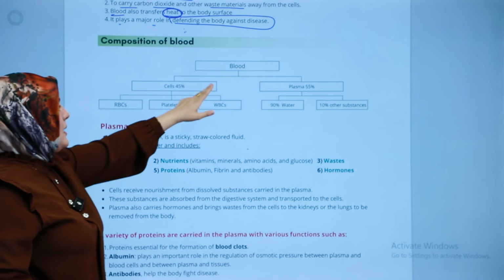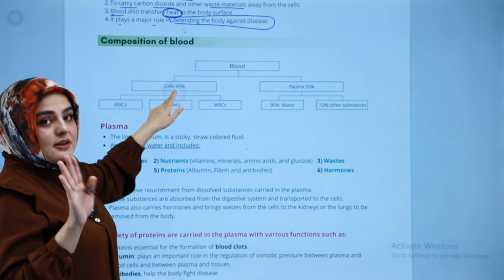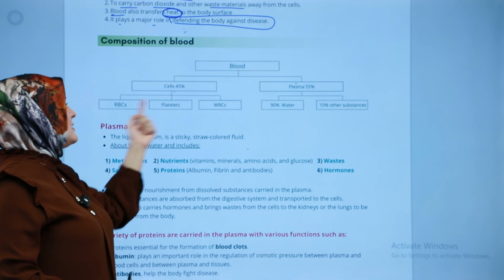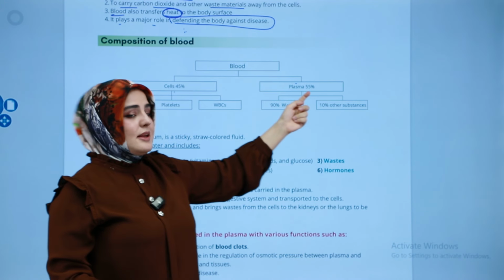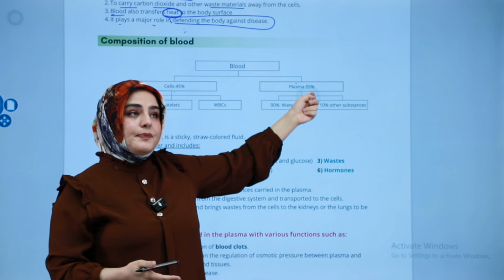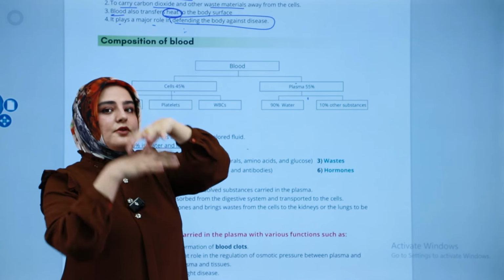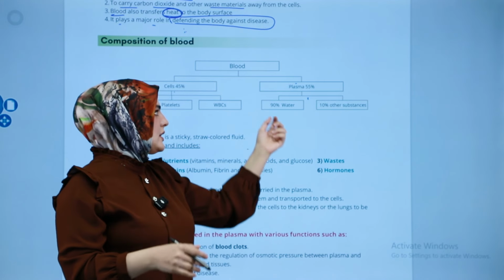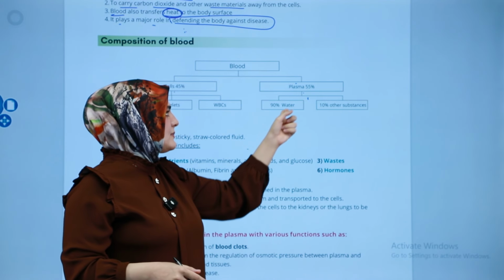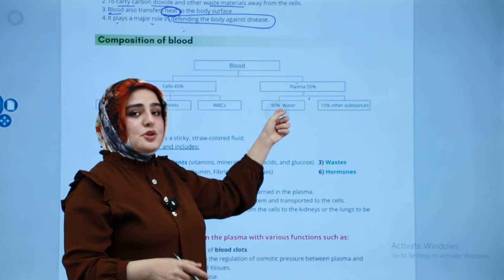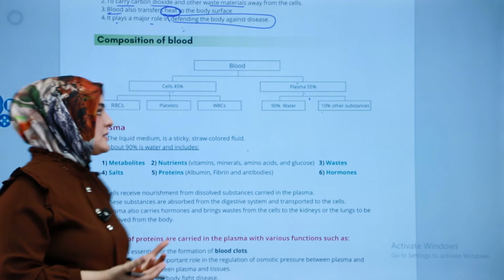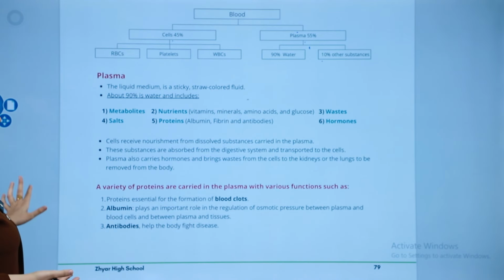So like we said, blood is 45% cells, 55% liquid. What are the cells? These three. Then the plasma, which is the liquid part, is 55% of the general blood, but if you separate it and it becomes 100%, among that 100% plasma, you will see that 90% is water and only 10% is other substances. And what are these substances?